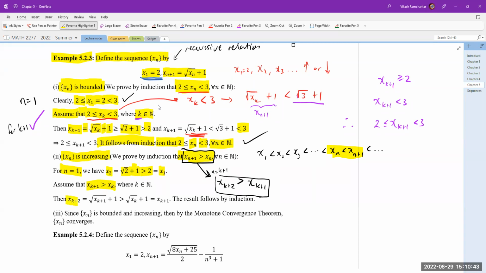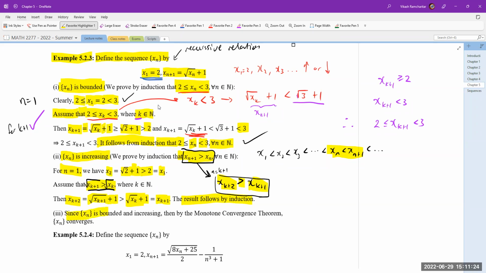So we consider x_{k+2}. We know the formula for that. That's the square root of the term before it, x_{k+1}, plus 1. But from our inductive hypothesis, we know that the square root of x_{k+1} is bigger than the square root of x_k. So we could put that in over here, and this is equal to x_{k+1}. So we get x_{k+2} is larger than x_{k+1}. So the result follows by induction. The inductive proof is not very difficult, but you still need to write it out.